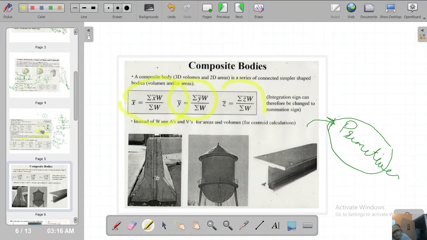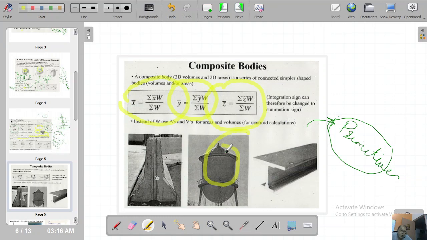Because of this regular geometric shape, we do not want to use the integral signs, we will use the summation signs. So here it is. The integration sign can therefore be changed to summation signs because we basically have composite bodies which are made up of various primitives or various components, like in this case, if you look at it.